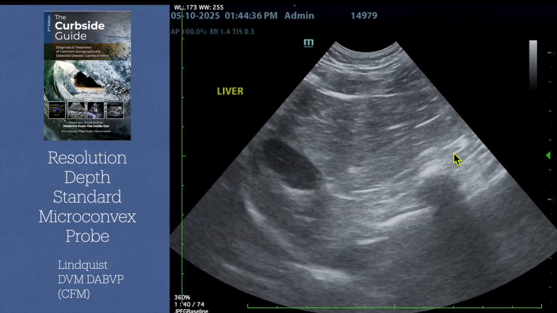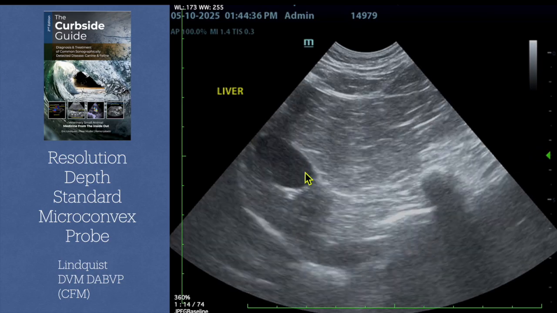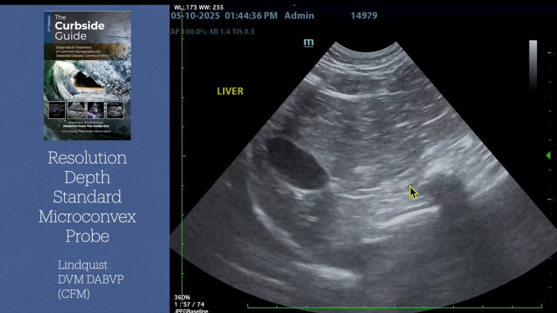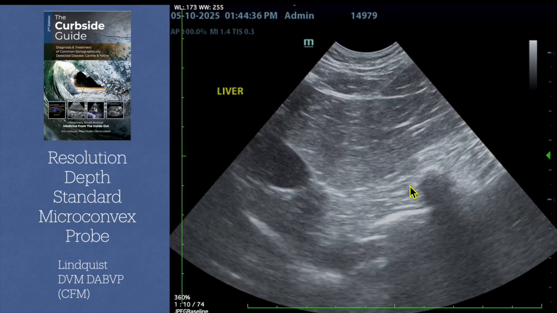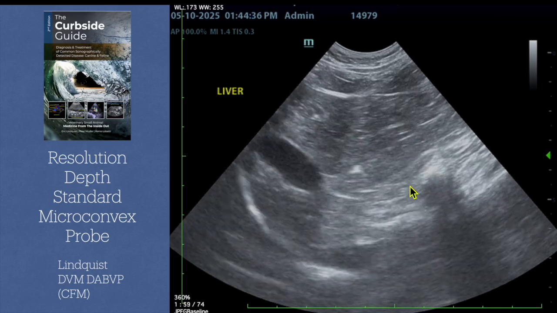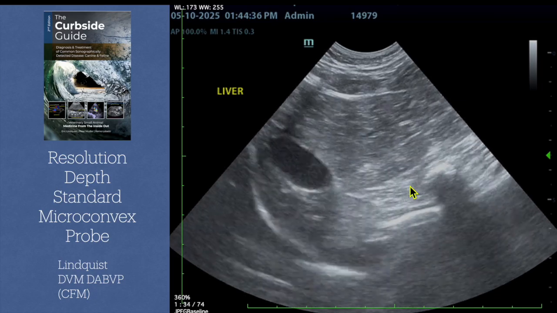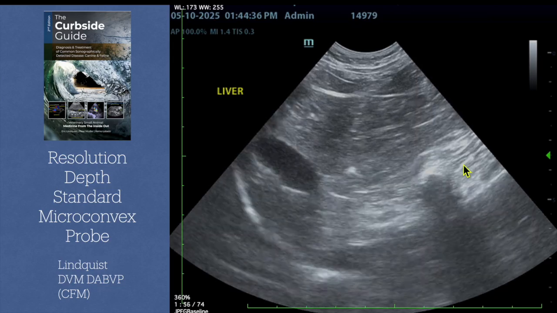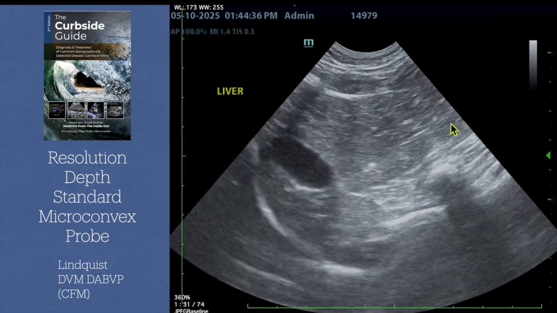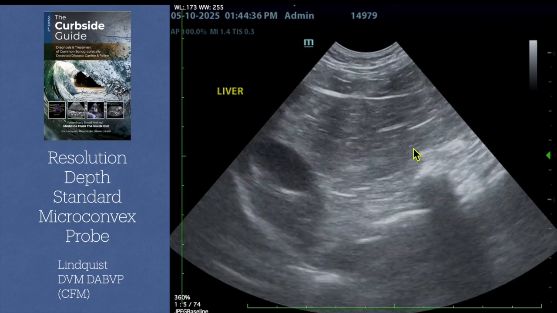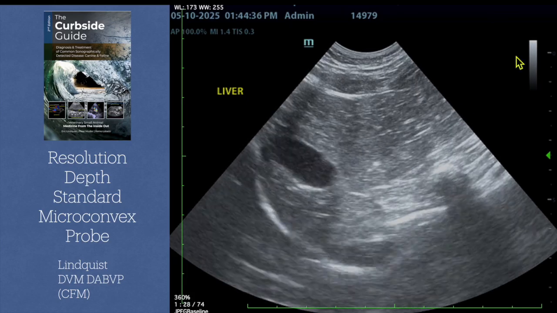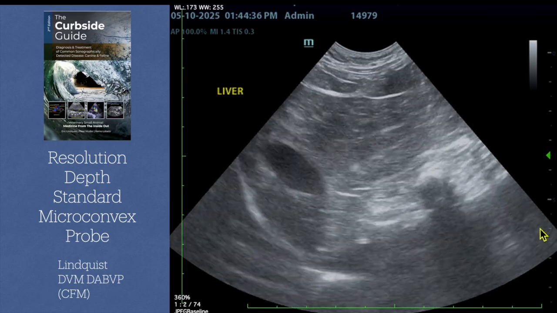Now, my focal point here is right about 3.5 centimeters or so. That's going to be my maximum resolution for this image. So what I would do here, if I'm testing out machines, is have 3 machines that I'm interested in lined up and move this cat over to the next machine, and I would make sure my focal point's in the same spot. I would use a microconvex probe and the presets that are in the machine for the appropriate animal, and I would image it, and then I would count down and see what the resolution depth is.